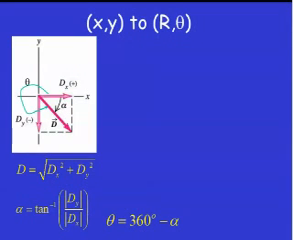Okay, in general, you're also going to need to be able to go backwards. So in addition to being able to find components, sometimes you're going to need to go to the r theta notation, which is magnitude and direction, when you're given the components. So here are the two principal forms that we're going to use.